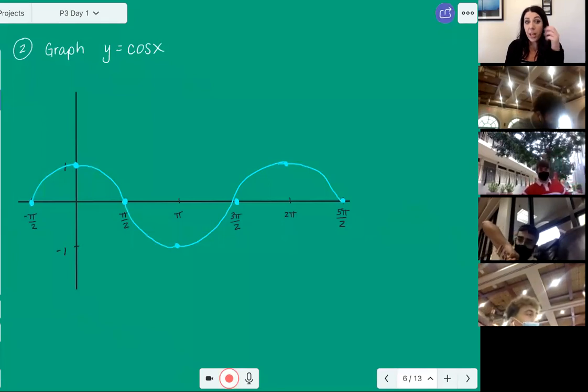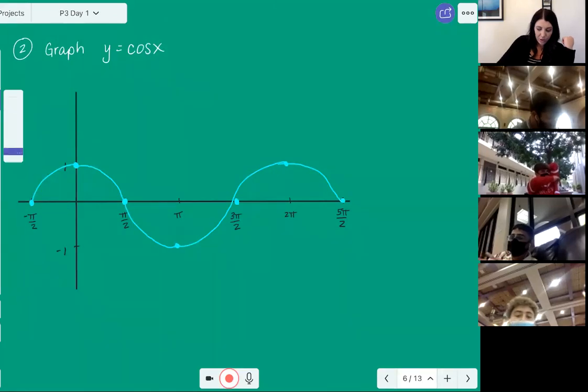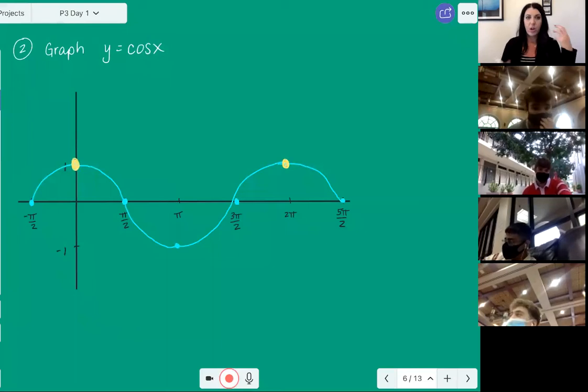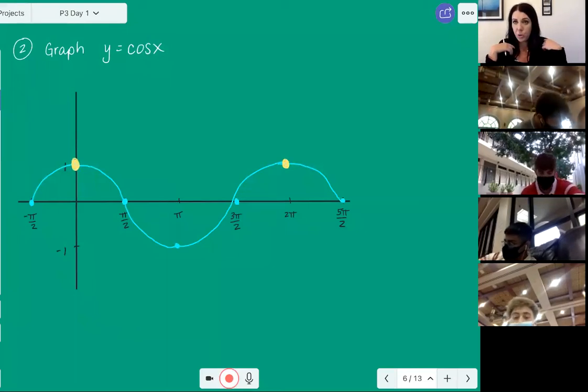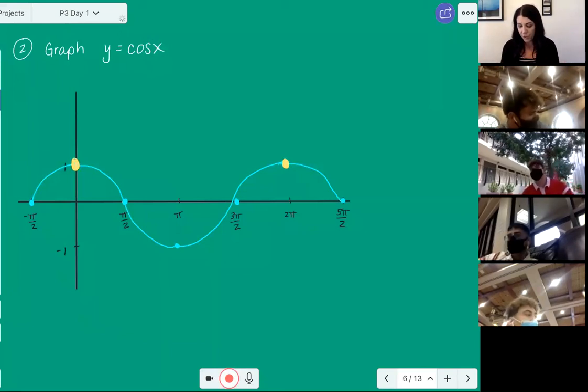Our period, the normal period, how long it takes to get through an entire cycle, you'll notice it goes at the peak of 1 up here, and then it gets back to that peak of 1 at 2 pi. So our normal time it takes to get through an entire cosine curve is 2 pi. That's our parent function. So anything we do to that, it might squish it, stretch it, or shift it, but this is our parent function for cosine.